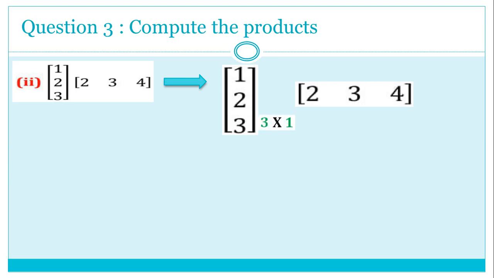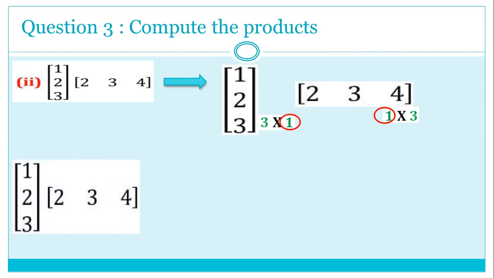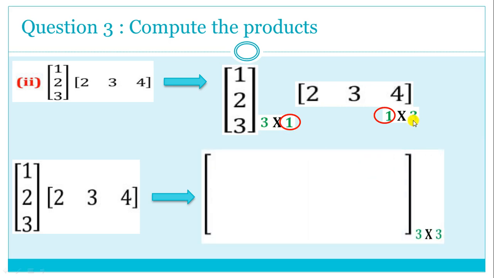So this is the order of the first matrix, this is the order of the second matrix, and the number of columns of the first matrix is equal to the number of rows of the second matrix. Since these two numbers are equal, we can easily multiply them. Okay, so when we multiply them, what will be the order of the resulting matrix? The order of the resulting matrix will be 3 by 3. So this will be the resulting matrix.